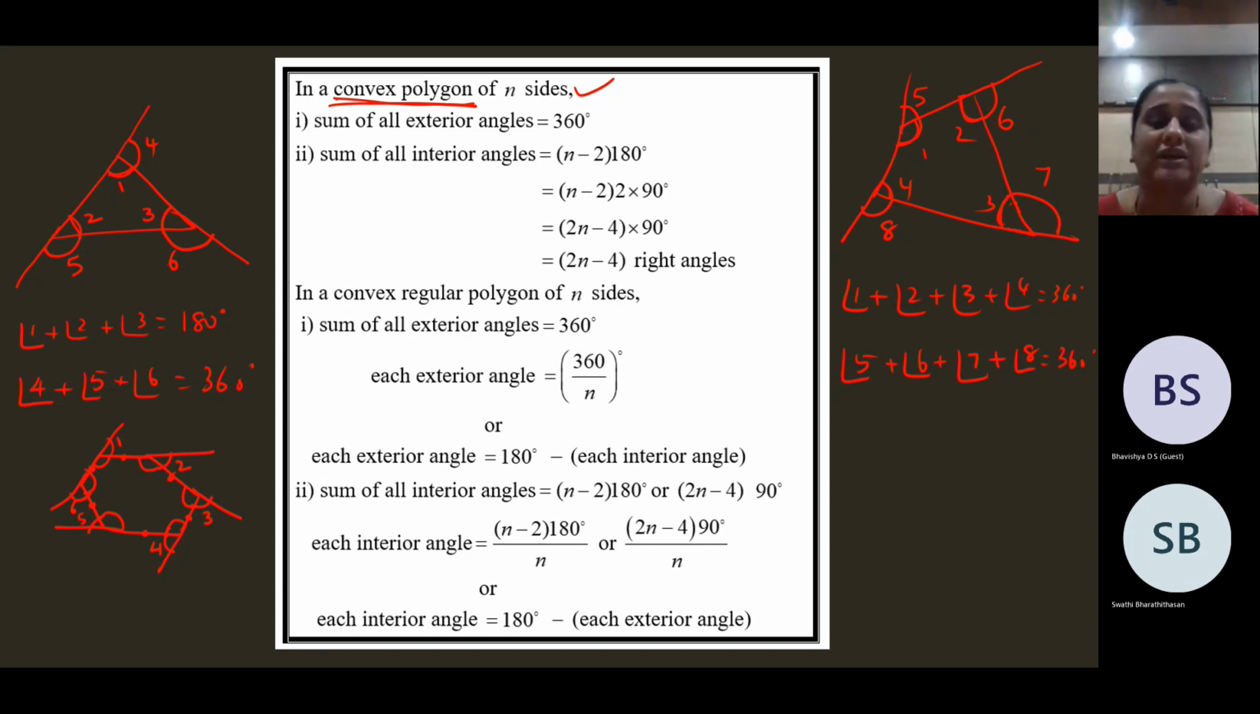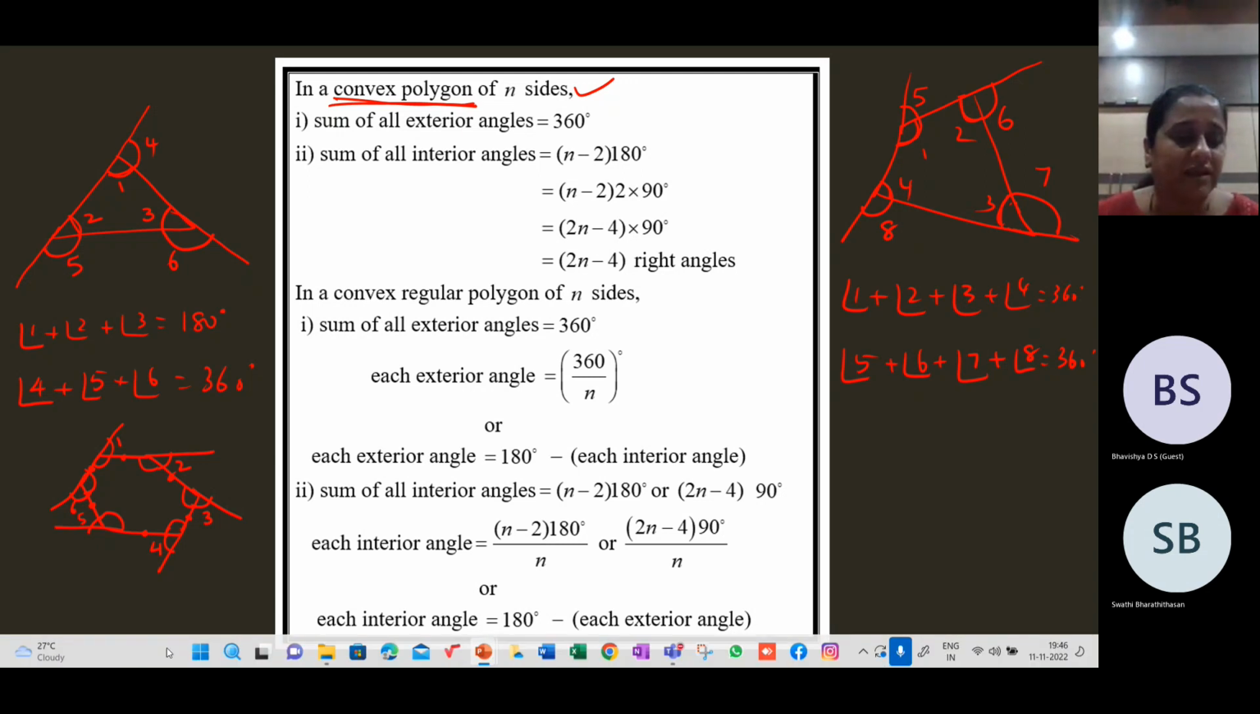Now, what about the sum of all the interior angles? That will differ. As the number of sides increase, the sum of the interior angles will also increase. Now, how do you find the sum of all the interior angles?